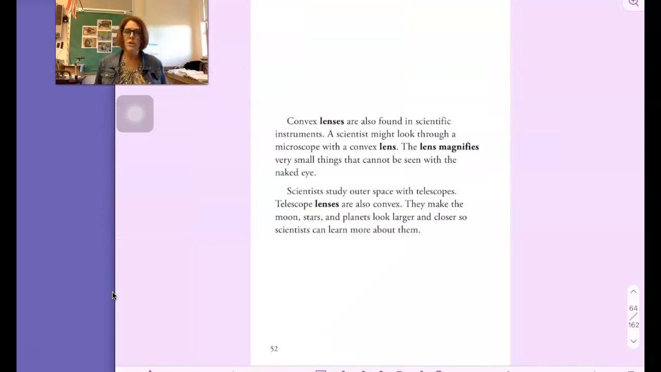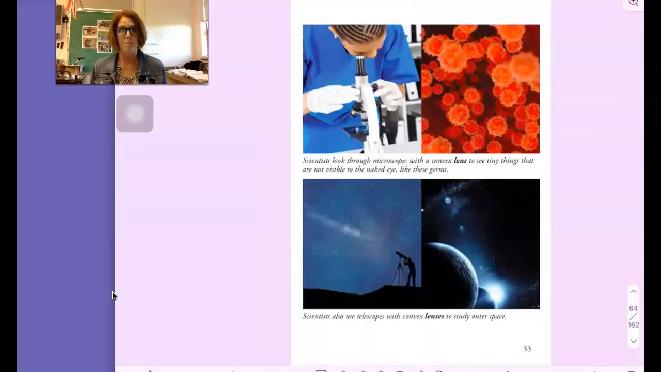Convex lenses are also found in scientific instruments. A scientist might look through a microscope with a convex lens. The lens magnifies very small things that cannot be seen with the naked eye. Scientists study outer space with telescopes. Telescope lenses are also convex. They make the moon, stars, and planets look larger and closer so scientists can learn more about them. They have some very powerful convex lenses.